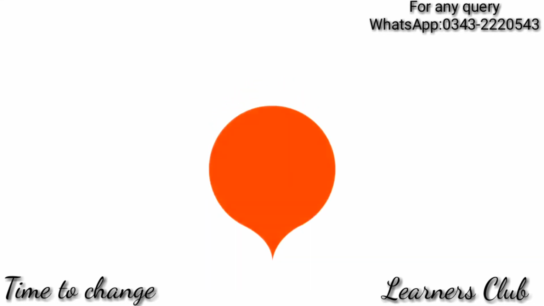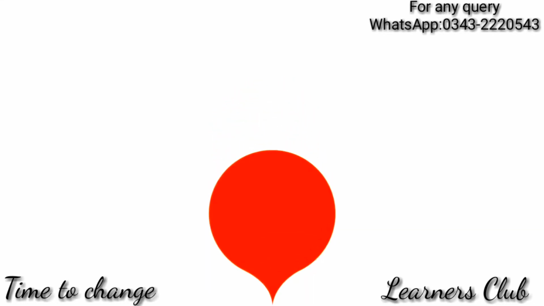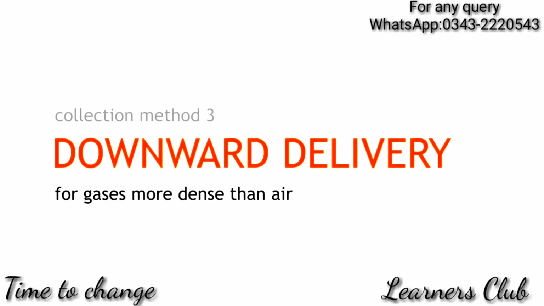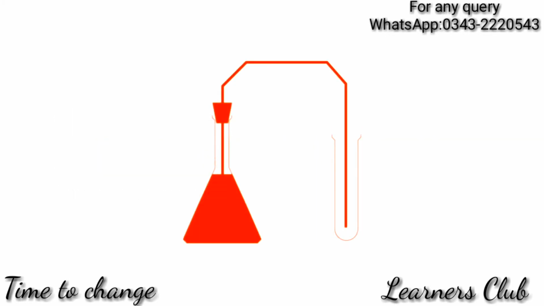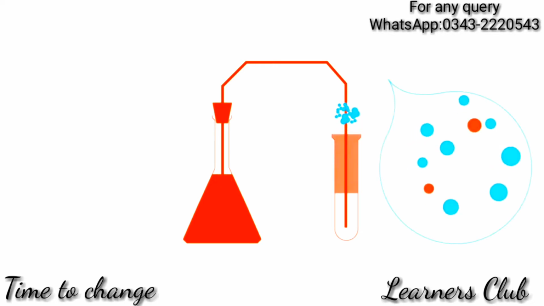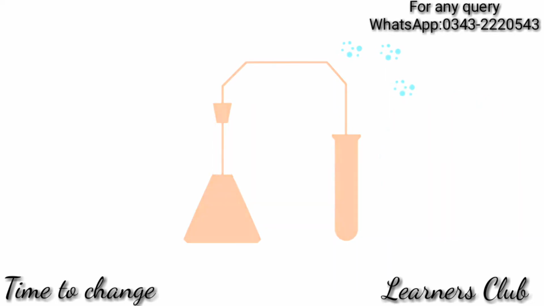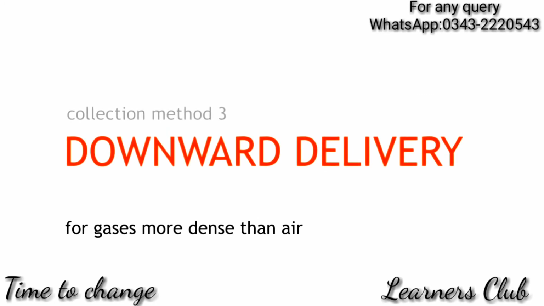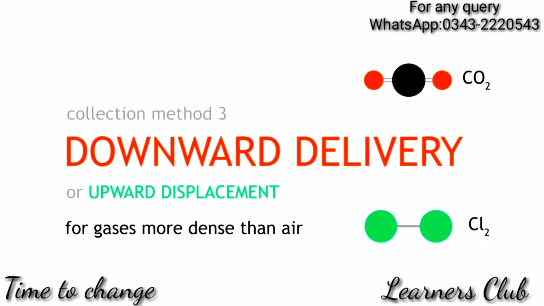Recall the example of the balloon falling to the ground in the introduction. For gases more dense than air, they are collected via downward delivery. The collection vessel is placed upright so that the denser gas collected is able to displace the air inside it as it sinks. Since air is pushed upwards, this method is also called upward displacement. Carbon dioxide and chlorine gas are collected using this method.